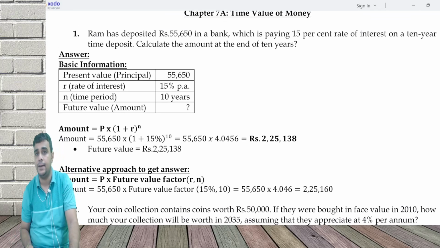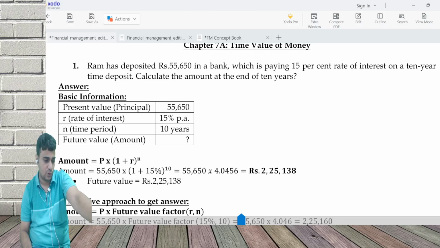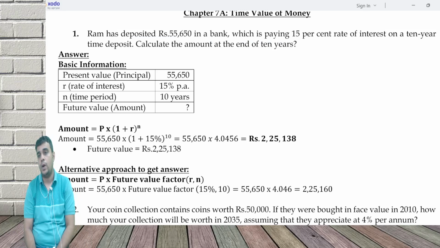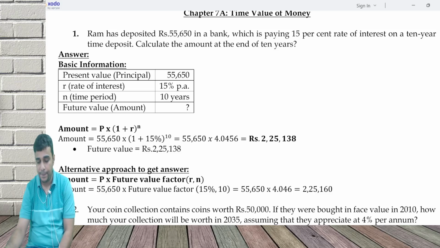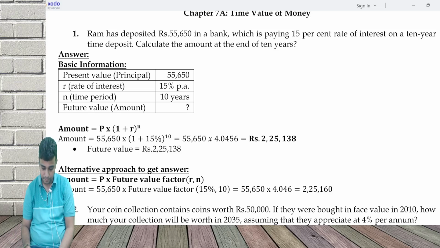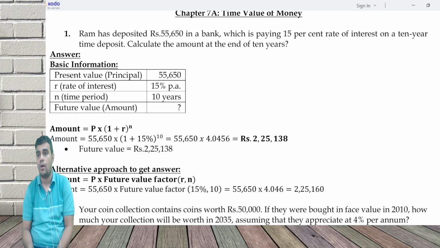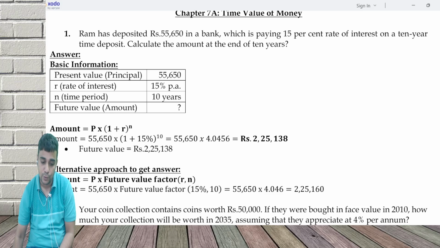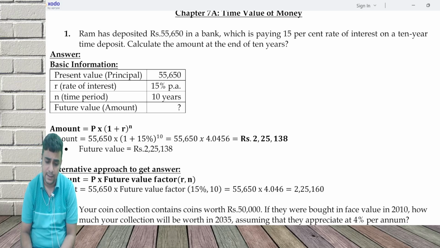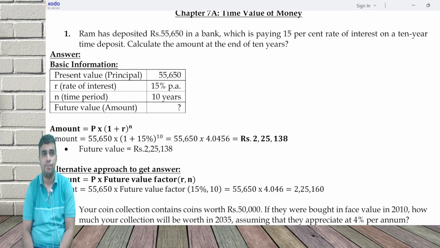The first example is already done. That was the example I did. Second example, question bank. Please open question bank page 170. Question 2. Your coin collection contains coins worth 50,000. If they were bought at face value in 2010, what will be the value in 2035, assuming they appreciate at 4% per annum? This is the question.